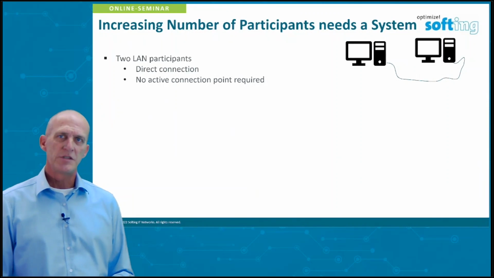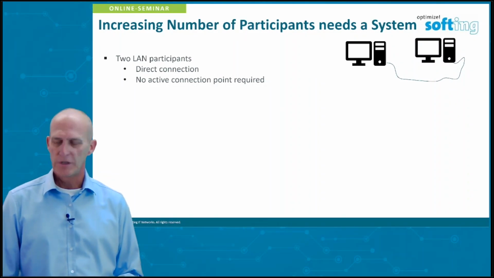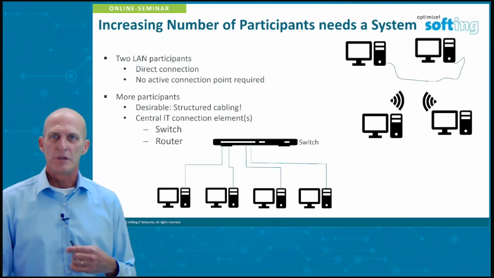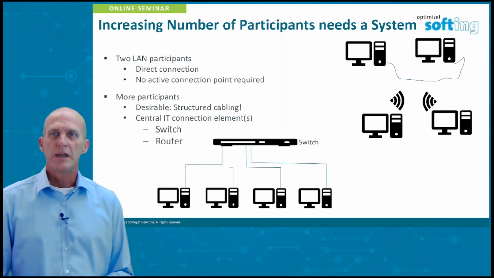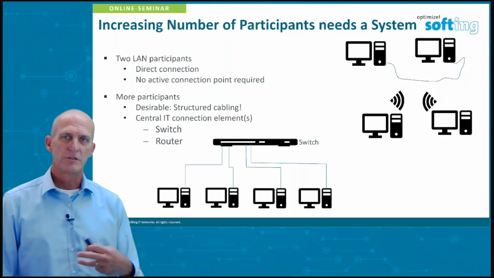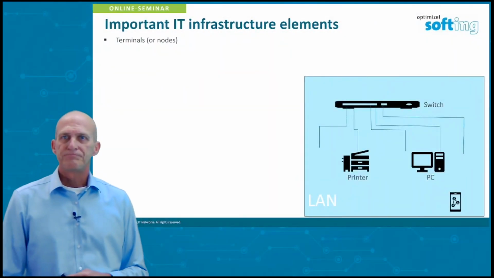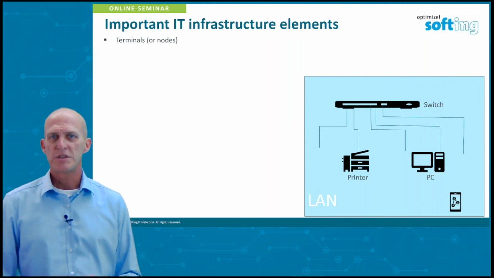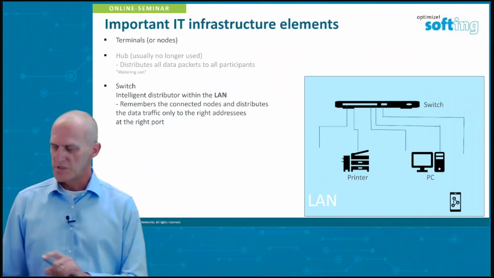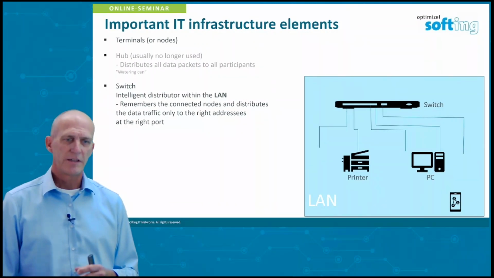When you have an increasing number of participants, you need a system. If you only have 2 participants, you can connect them directly with a cable or a Wi-Fi connection. If you have more than 2 participants, you need a structure. So you need preferably a structured cabling system, and a central IT connection system with connection elements like switches or routers that connect devices to each other and distribute traffic to the different devices. In a network, you have terminals. Terminals can be printers, PCs, laptops, any device, basically. In older systems you still sometimes see hubs. Hubs are not used anymore or shouldn't be used anymore because they work like a watering can.